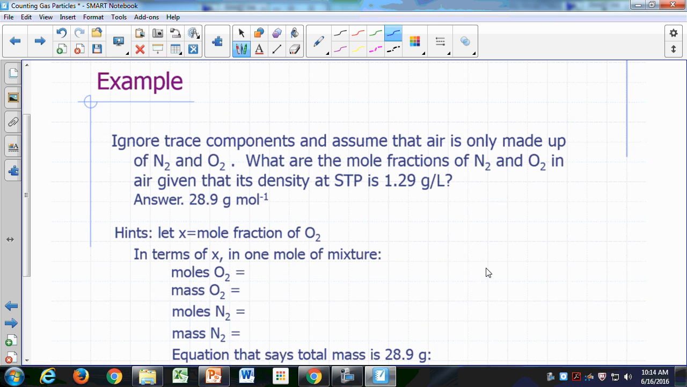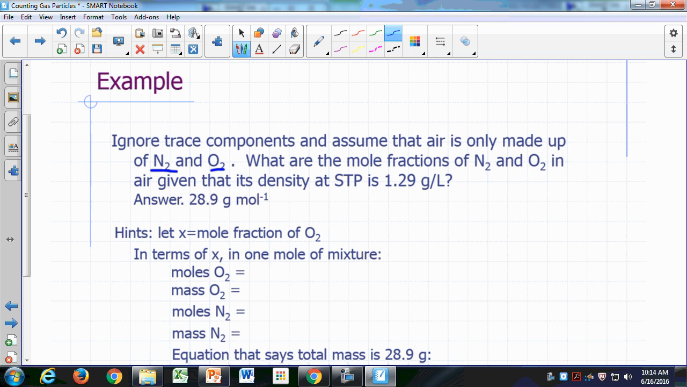If we know the vapor density of a mixture of two gases, we can figure out the composition of our mixture. Let's illustrate that with this example right here. Let's just say we have a mixture of nitrogen and oxygen, so we'll just ignore the trace components of air.